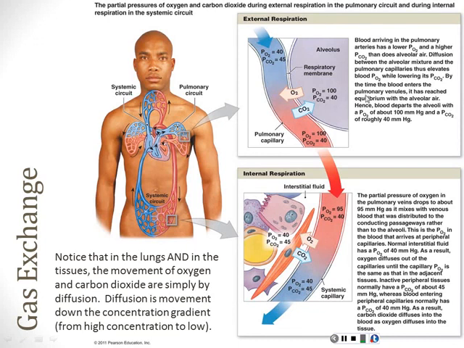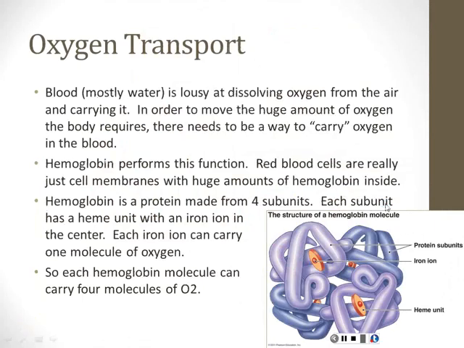Yeah, the key to this whole slide, even though it's complicated, is everything is always moving down its pressure gradient. So from high numbers to low numbers. If you remember high numbers to low numbers, and then remember the numbers, then you know where things are moving in the blood. All right. Okay, so oxygen gets into the blood, carbon dioxide has to get out.